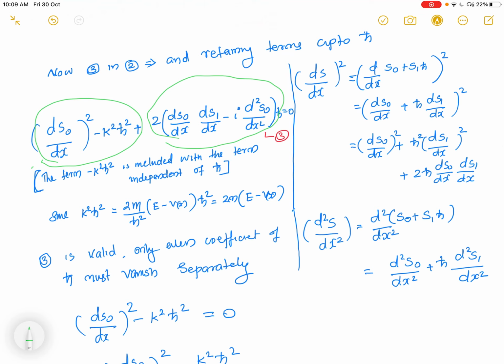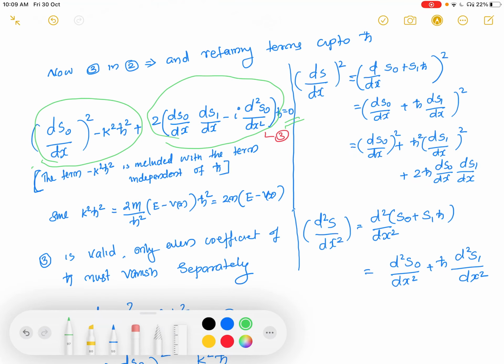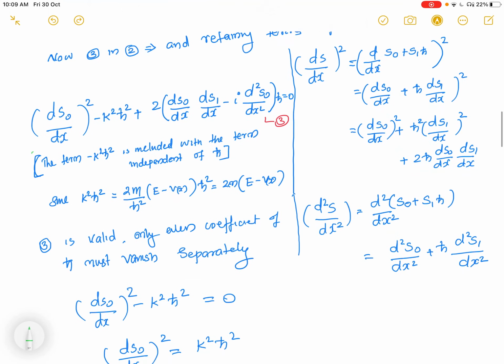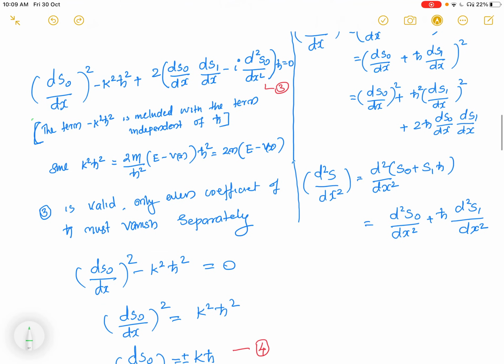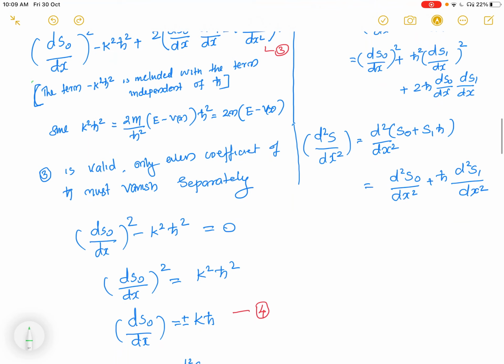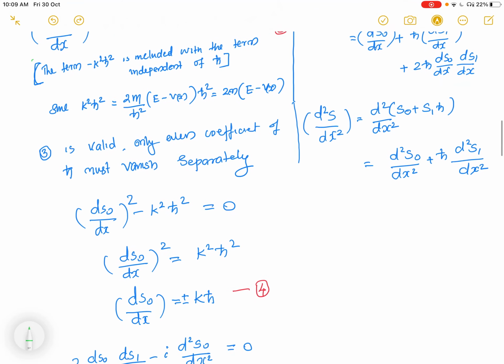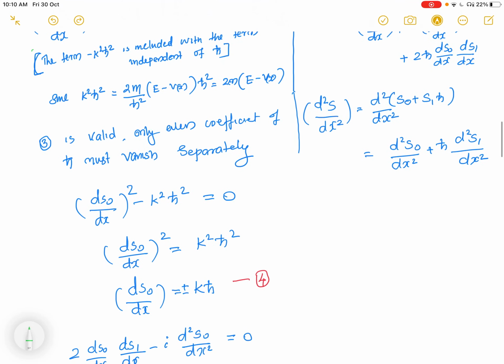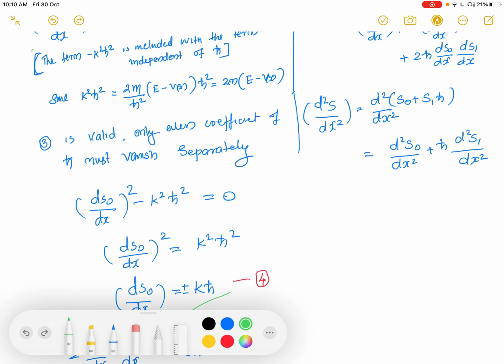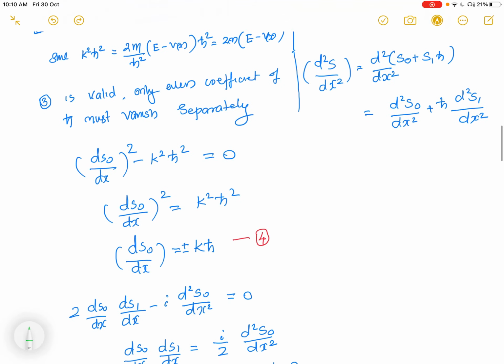Equation 3 is valid only when the coefficient of h cut vanishes separately, because the right hand side is 0. So the coefficient of h cut needs to vanish separately. So I equate the first term, (ds0 by dx) whole square minus k square h cut square, equal to 0. From that equation I get (ds0 by dx) whole square is equal to k square h cut square, and ds0 by dx is equal to plus or minus k h cut. I get an equation from here.